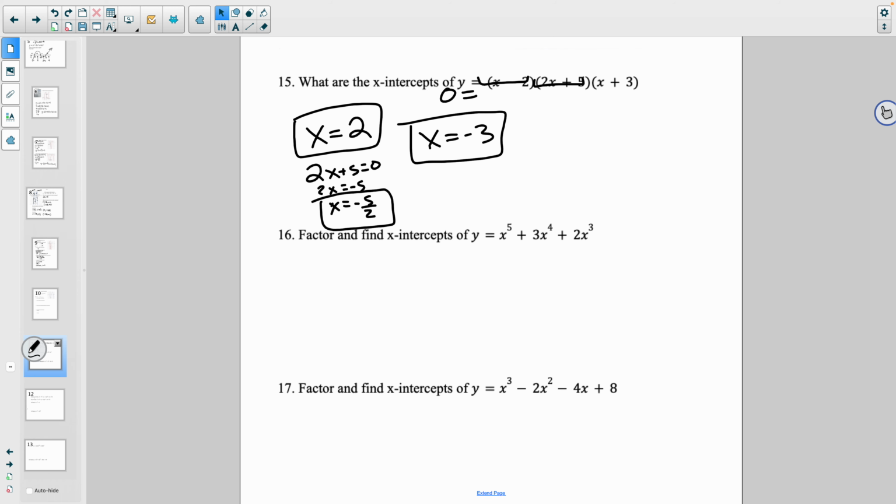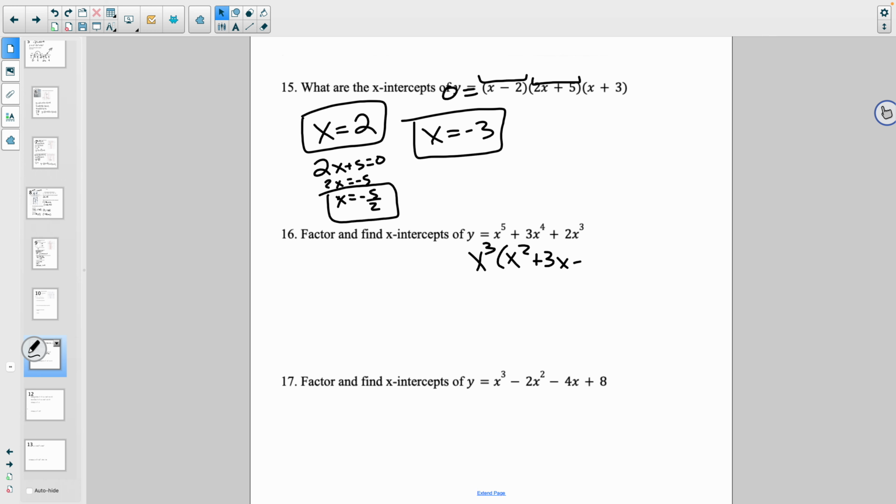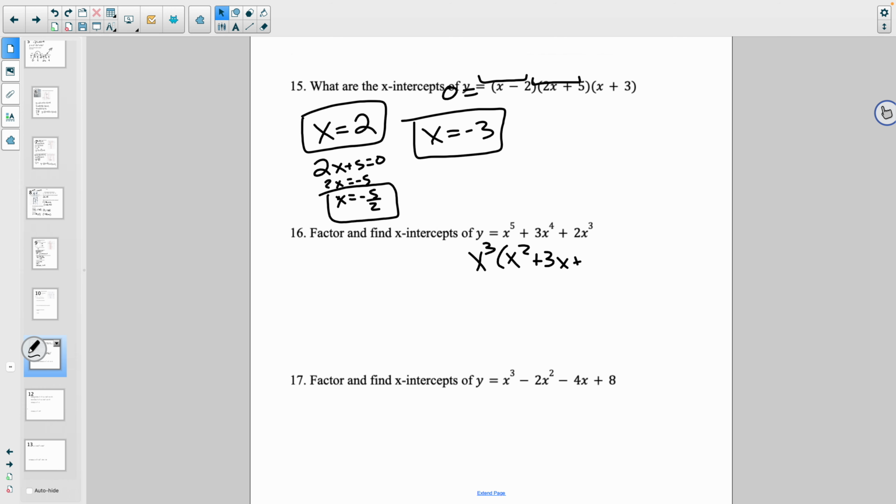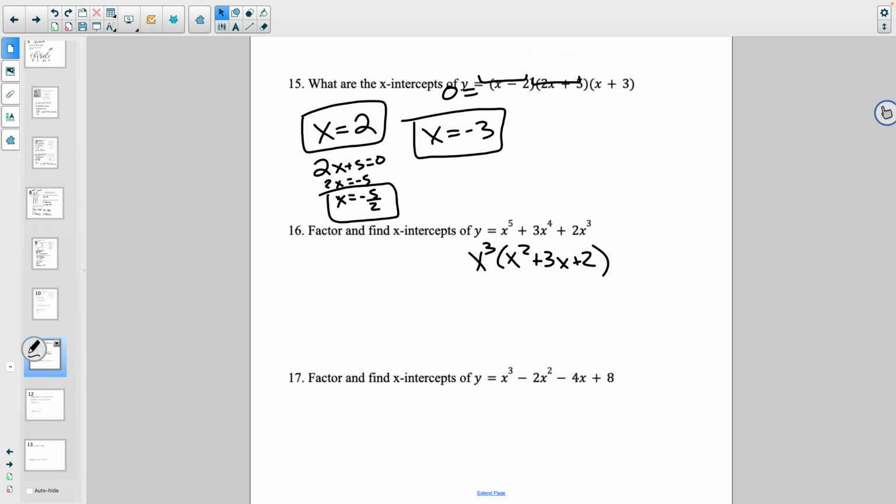So we can do the same thing. This one we're going to have to factor for, right? So let's see, our greatest common factor is x cubed. So let's take out an x cubed, right? So we're left with x squared plus 3x plus 2, right? And I think we can factor this a little bit more, right? And then we set this equal to 0, right? So we can say this is equal to x cubed. Now this ends up being x plus 2 and x plus 1, right? Because 1 times 2 is 2, and 1 plus 2 is 3.